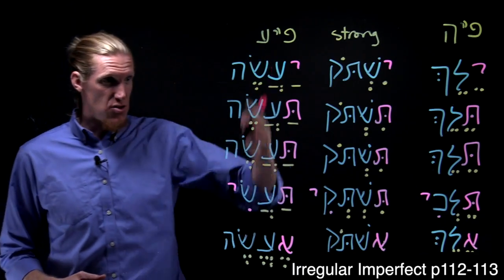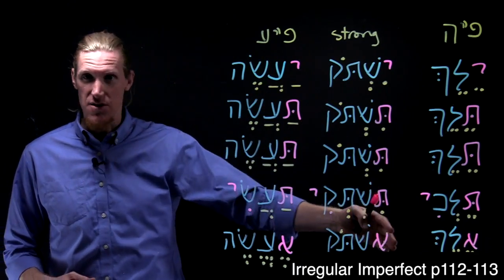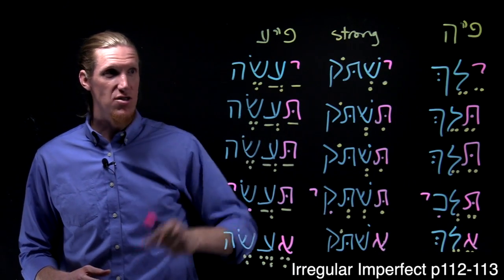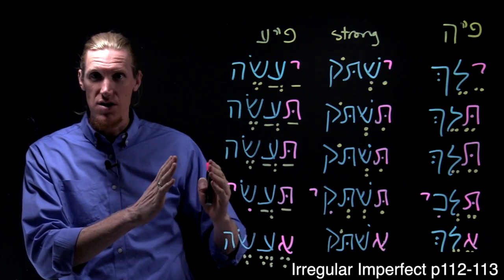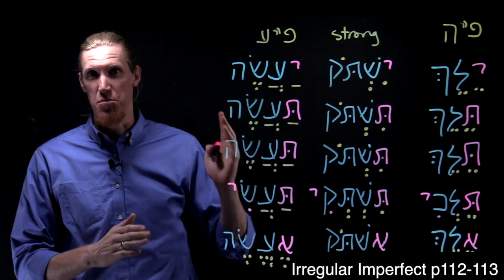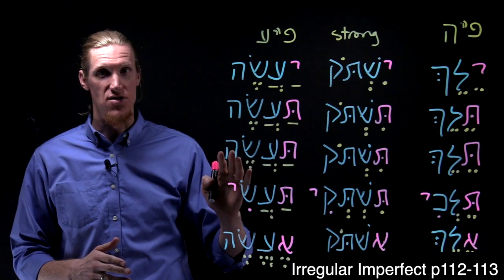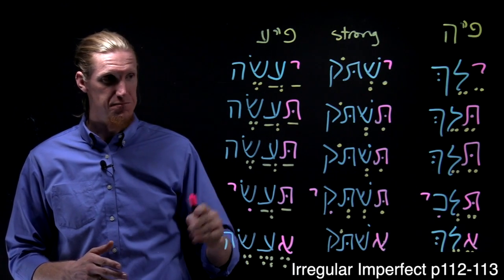So you can see there's three paradigms written up here with color differentiation between the roots, which are in blue, the prefixes, which are in pink, and the vocal patterns, which are in orange.